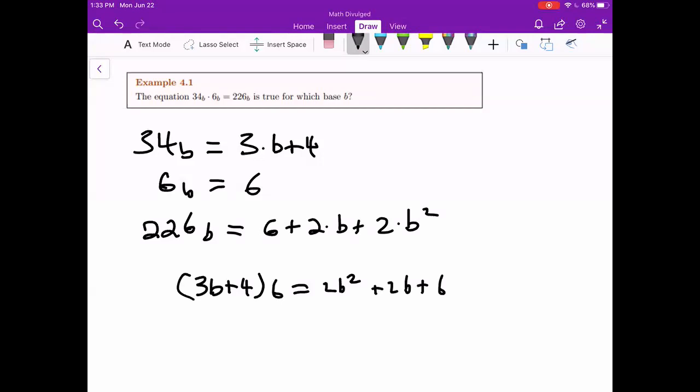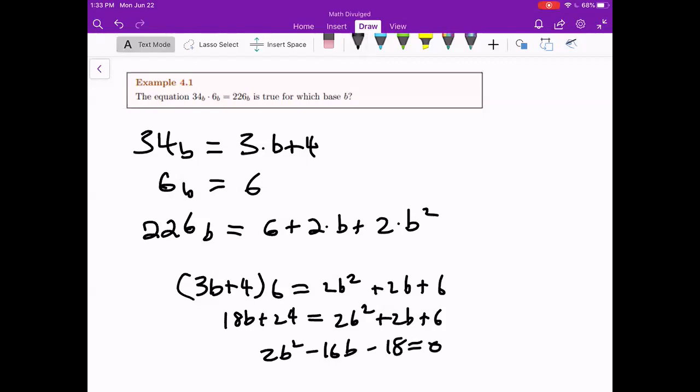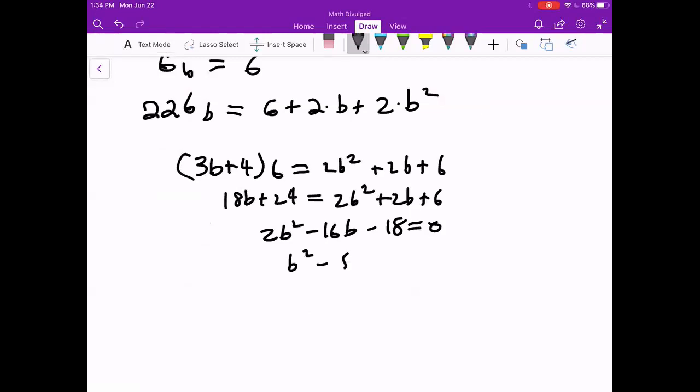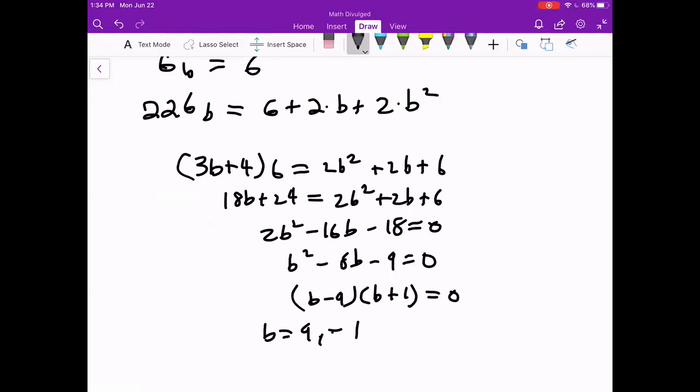Now we'll just distribute the left-hand side: 18B plus 24 is equal to 2B squared plus 2B plus 6. Then we move everything onto the same side and get that 2B squared minus 16B minus 18 is equal to 0. We'll divide both sides by 2: B squared minus 8B minus 9 is equal to 0. Now we factor this quadratic. This is equal to B minus 9 times B plus 1. This gives us two solutions for B: B is equal to 9 or negative 1. But obviously bases cannot be negative, at least not that I know of. So our answer has to be B is equal to 9.